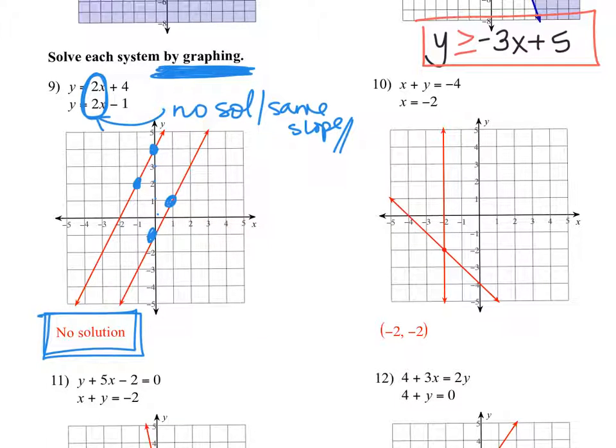Question 10, when we look here, x equals -2, that's easy. That's just a line that cuts through the x-axis at -2. And on the other one, we can do intercepts. So if you cover up x, y is -4, and if you cover up y, x is -4. So notice that they've made those 2 points, -4 and -4. And when we connect everything, we see that the intersection is right here at -2, -2. So you'll write your answer as this ordered pair.